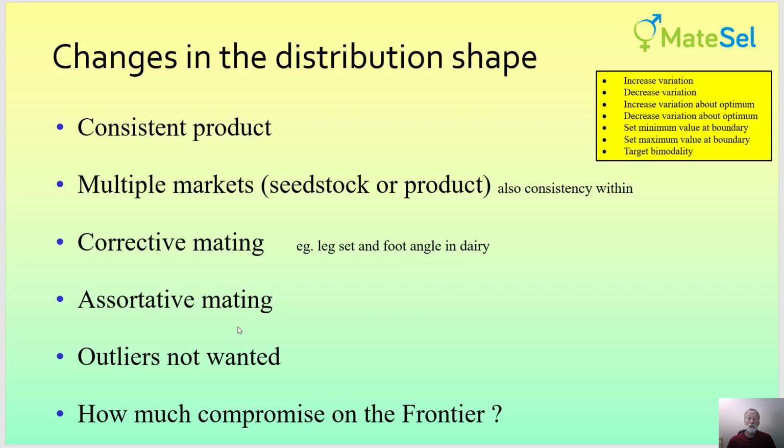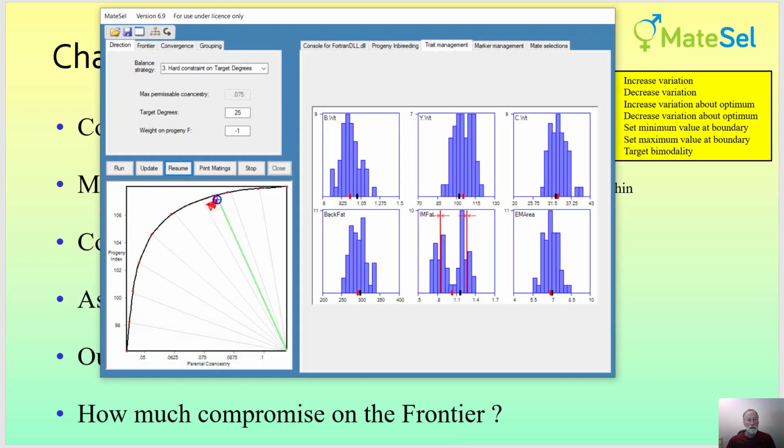You might be wanting to do assortative mating to go elite for index or elite for individual traits. And you might be concerned not to have outliers in the progeny generation. How much compromise on the frontier? Well, you can find that out for yourself by running MateCell, using different changes on the distribution shapes and different weightings for those and seeing how much compromise that you make.